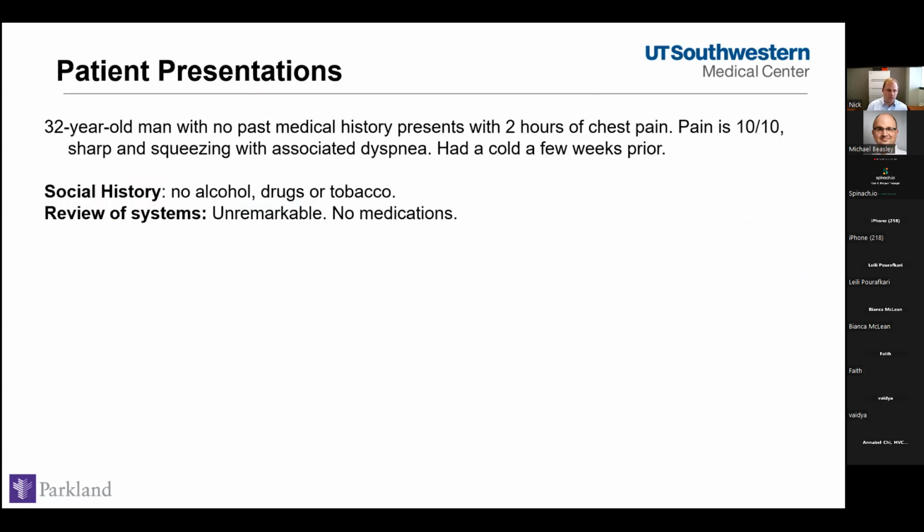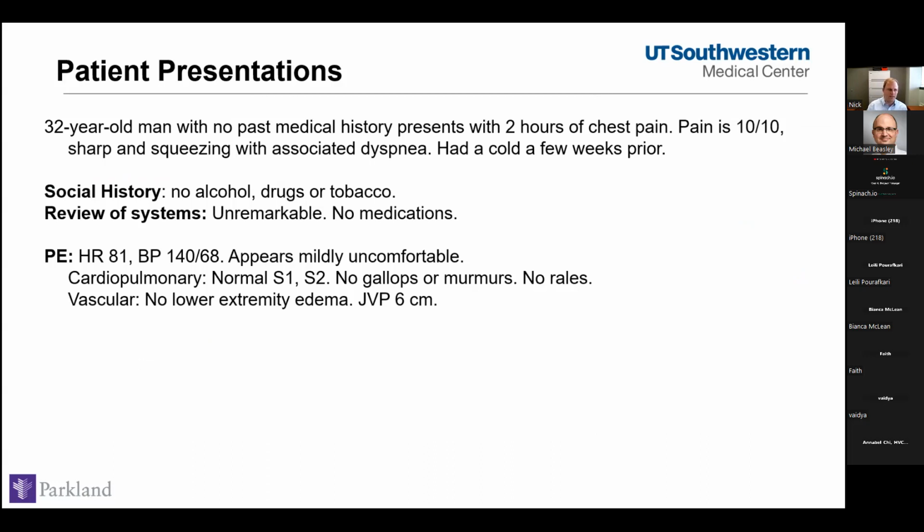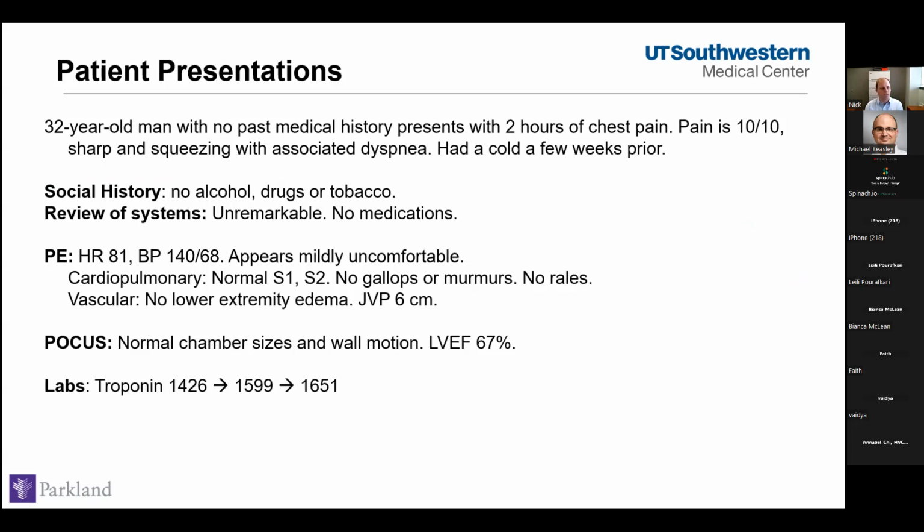indicated for those patients. And so, I think we all are familiar with patient presentations like this, where you have a young man coming with no prior medical history, several hours of chest pain, chest pressure, a cold preceding his symptoms a few weeks ago, no real remarkable social history, no medications, no supplements, appears well on exam, no clinical heart failure. And on your bedside POCUS, fortunately has preserved ejection fraction with normal chamber size and wall motion.